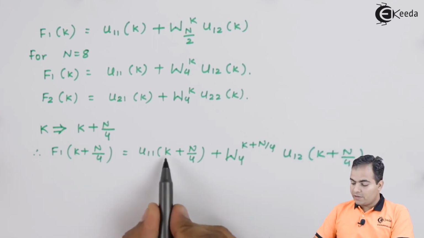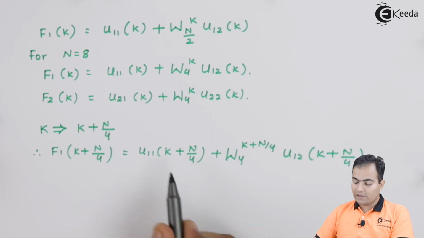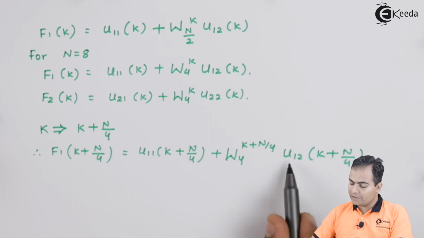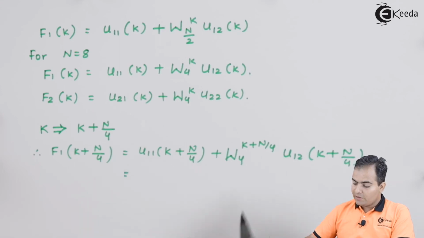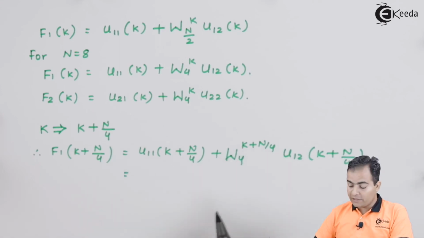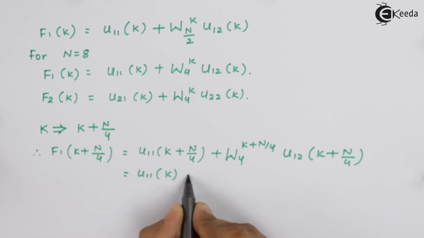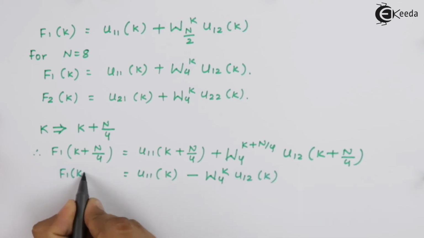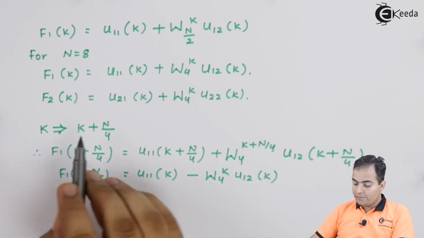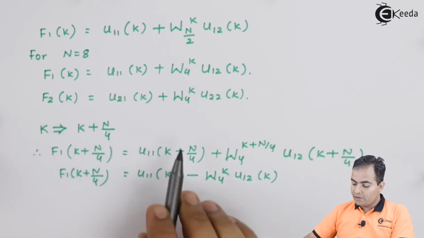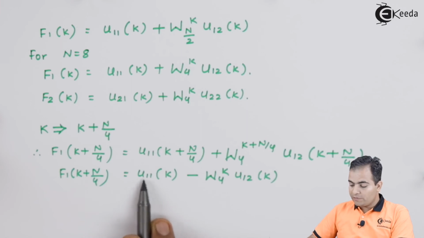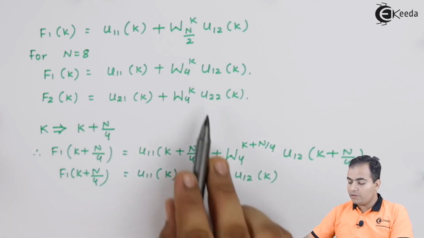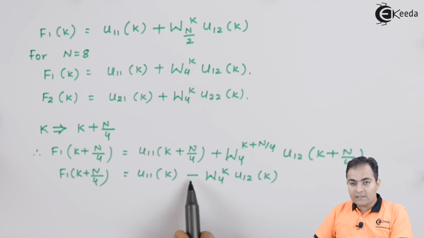But u11 of k plus n by 4 is nothing but u11 of k. Similarly, u12 of k plus n by 4 is again u12 of k. And omega 4 raised to k plus n by 4 is minus omega 4 raised to k. So if we add the delay in f2 of k, the whole thing will remain the same: u11 is replaced by u12, u21 is replaced by u22, but this sign will be changed to minus.